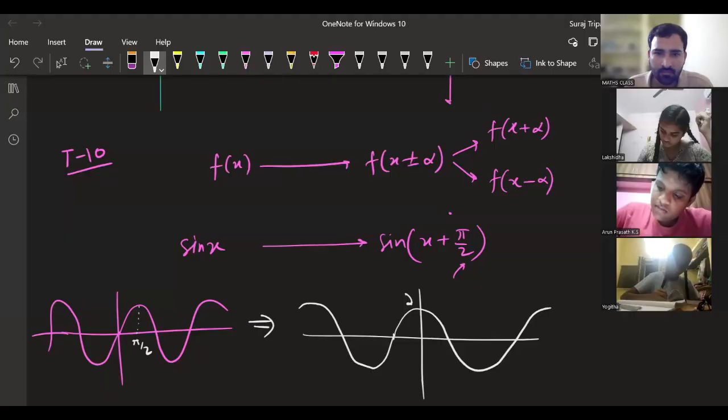How many transformations do we have like this, sir? I think this is the last transformation.